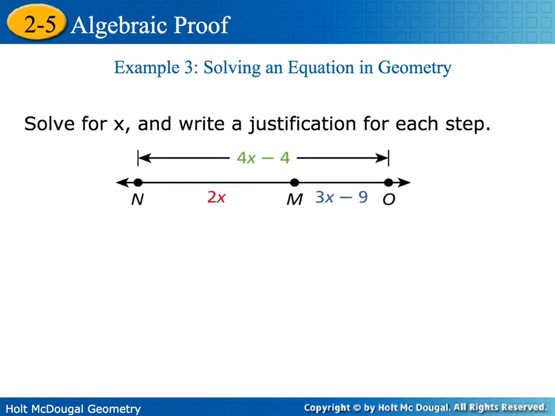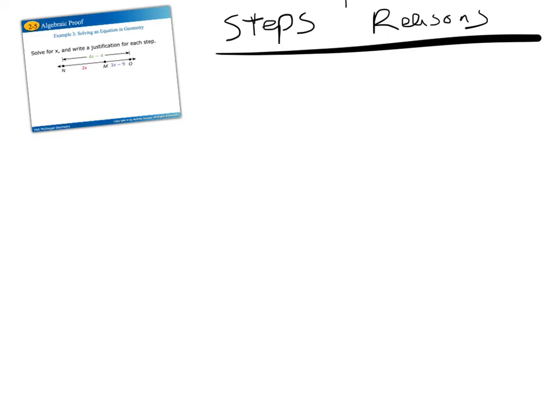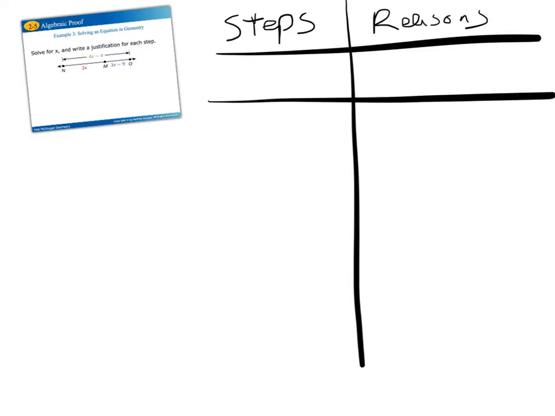So for example, example 3. Solve for x and write justifications for each step. What I'm going to do is set up a two-column proof. I've got steps and reasons, or justifications. And the first thing is nothing's given to me. The values were given to me, but that's not what I'm going to start with.